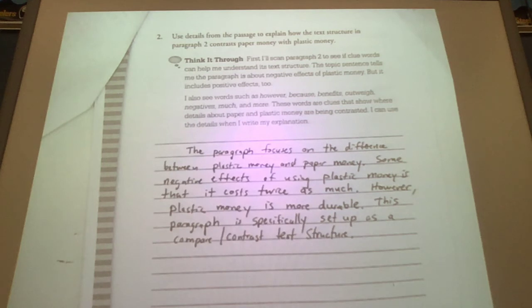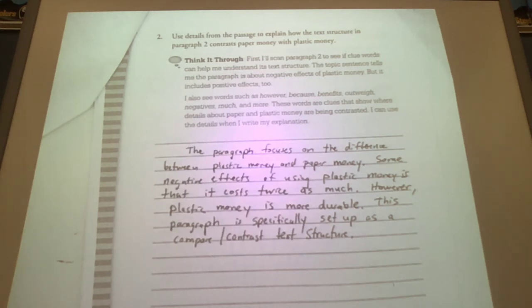Let me first read what it says about thinking it through. First, I'll scan paragraph 2 to see if clue words can help me understand its text structure. The topic sentence tells me the paragraph is about negative effects of plastic money, but includes positive effects too. Compare contrast maybe. I also see words such as however, because, benefits, outweigh, negatives, much, and more. These words are clues that show where details about paper and plastic money are being contrasted. I can use the details when I write my explanation. Okay? So here's what I wrote.